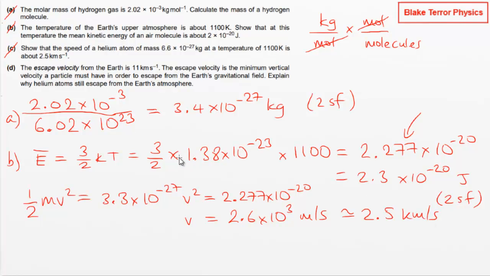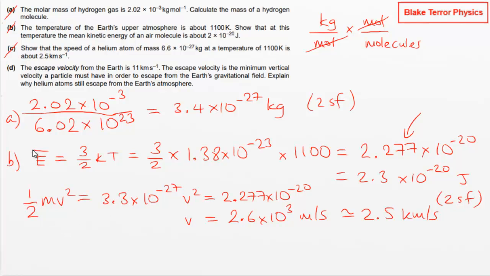The last part isn't a calculation actually, we've got to explain it. The escape velocity from Earth is 11 kilometers per second. The escape velocity is the minimum vertical velocity a particle must have in order to escape from the Earth's gravitational field. Explain why helium atoms still escape from the Earth's atmosphere.